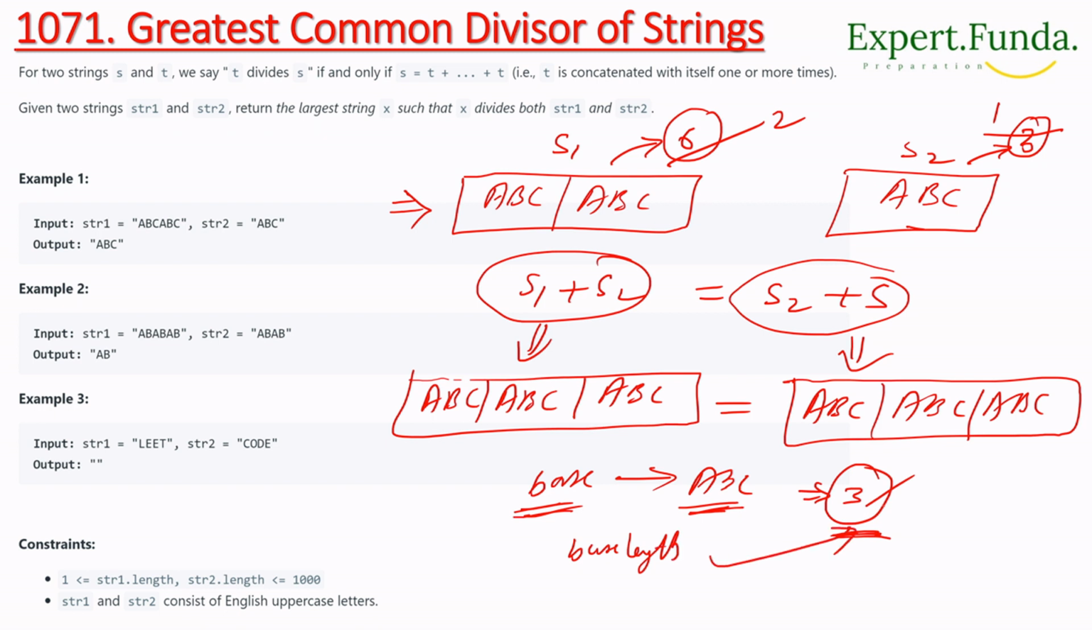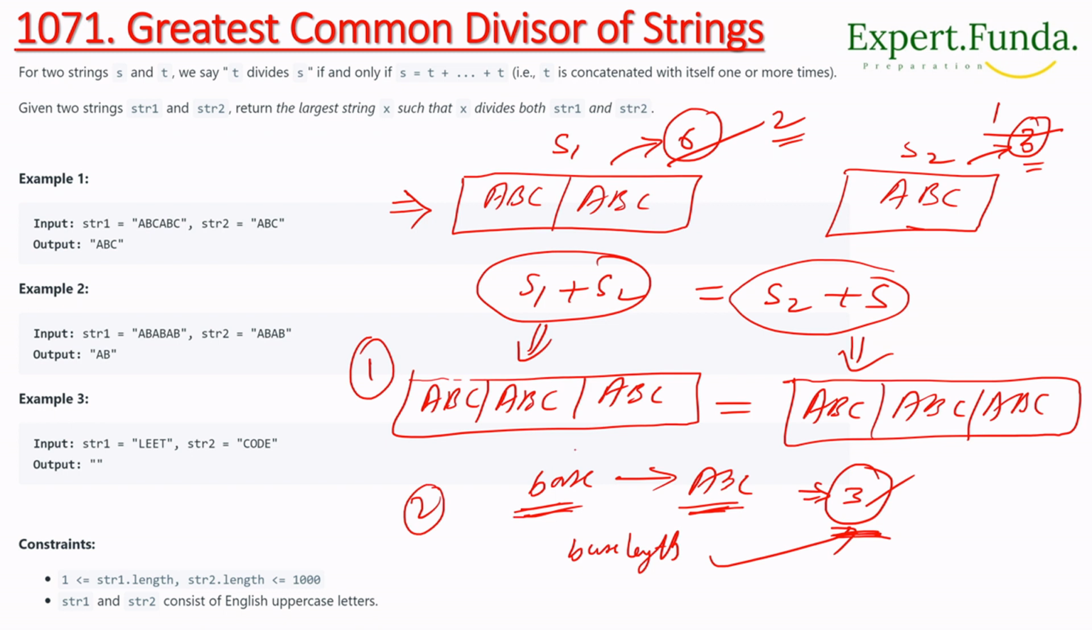If I can divide by our base length to the length of the given s1 and length of s2, it means there is a common substring, right? First we will check, is it equal, and then we will check, is it divisible by this, right? So this is our, you can say, we have the GCD, right?